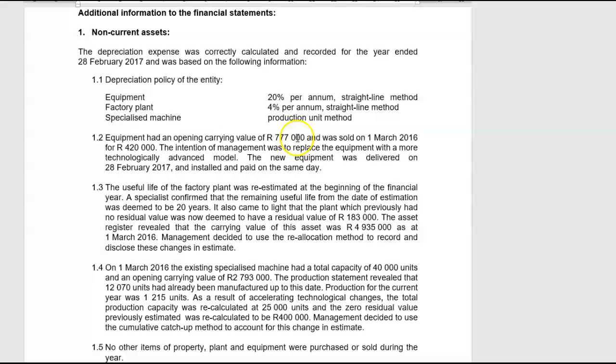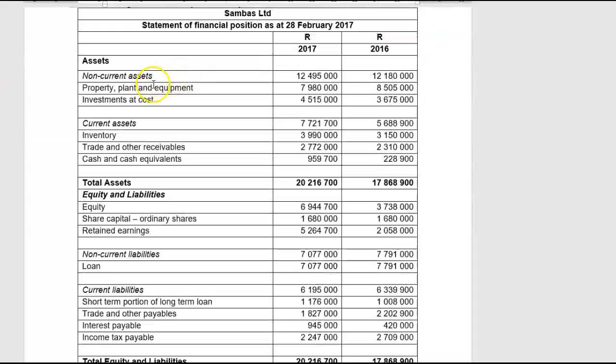Equipment had an opening carrying value of so much. The useful life of factory plant was re-estimated. They also gave you here the carrying value of this asset was so much as at the beginning of the year. Then the specialized machine, they also give you the opening carrying value of the asset was so much. So nowhere in the additional information do they give you enough information to split the cost price and the carrying value from each other.